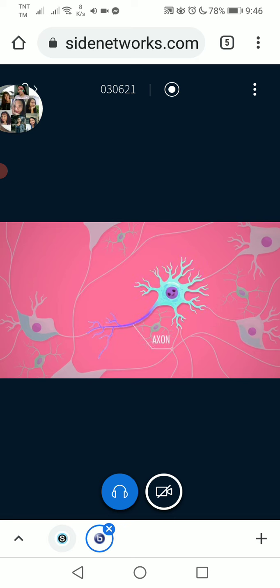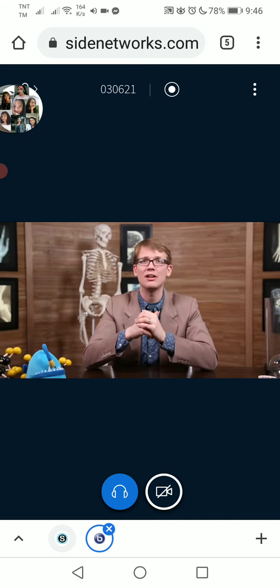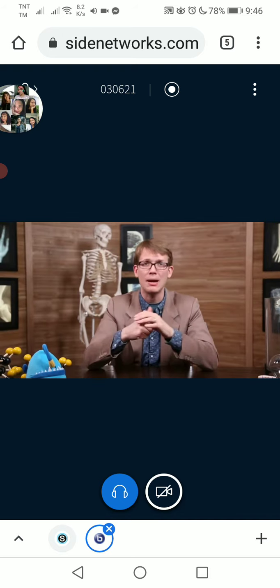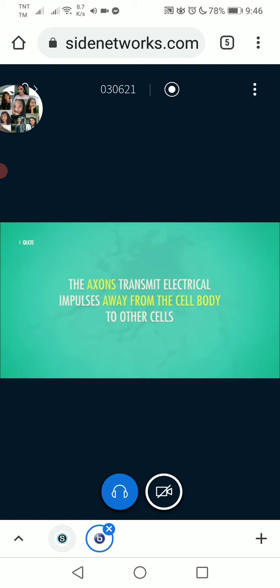The neuron's axon, meanwhile, is like the talker. This long extension or fiber can be super short or run a full meter from your spine down to your ankle. We've got a few different axon layouts in our body, but in the most abundant type of neuron, the axons transmit electrical impulses away from the cell body to other cells.